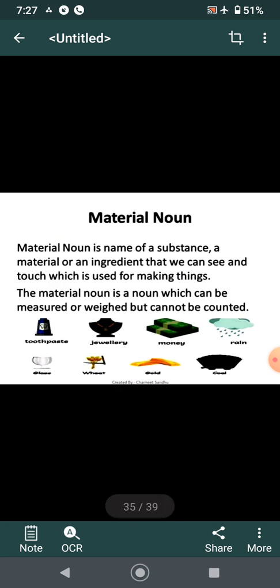Material nouns, again I am telling you the definition. A material noun is the name of a substance, a material or an ingredient that we can see, touch, which is used for making things. The material noun is a noun which can be measured or weighed but cannot be counted, like toothpaste, jewelry, money, rain, wheat. So these can be coal, gold. So these can be weighed. We cannot count them. We can measure it or weigh it.